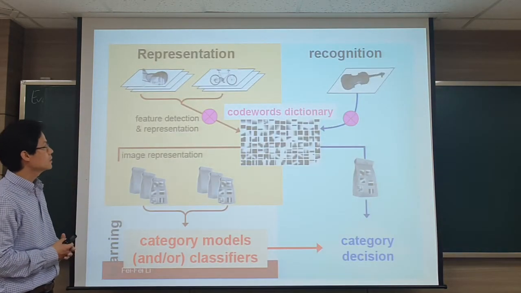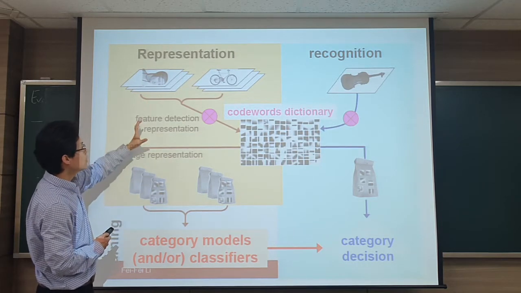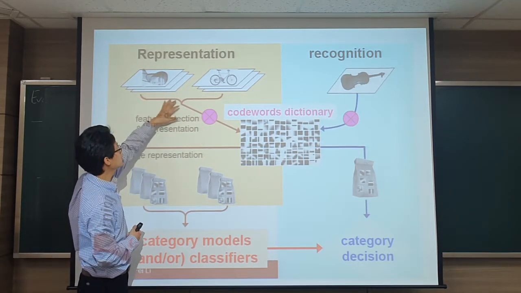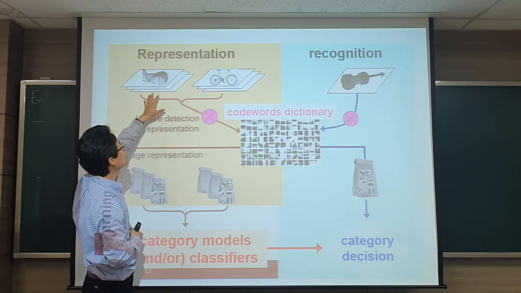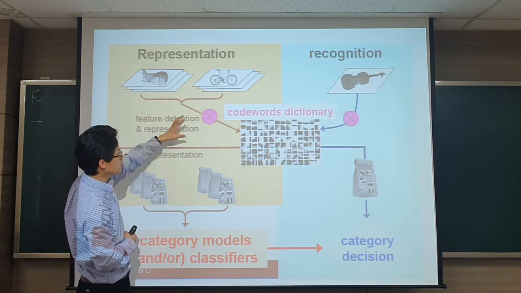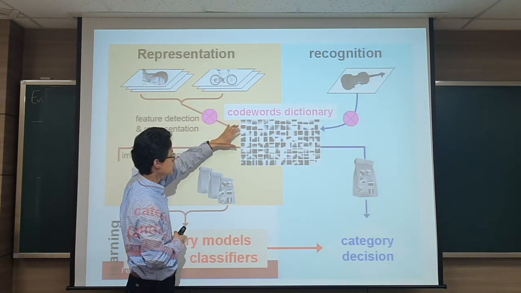Once we have this, after the training time, here I'm showing the input image, right? Starting from the training data, whatever they are, we extract the common visual words. Let's say this is called the word dictionary, right?